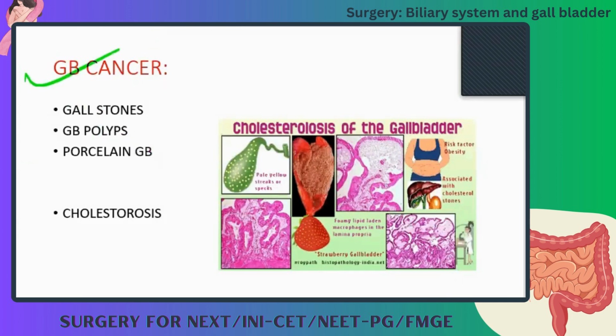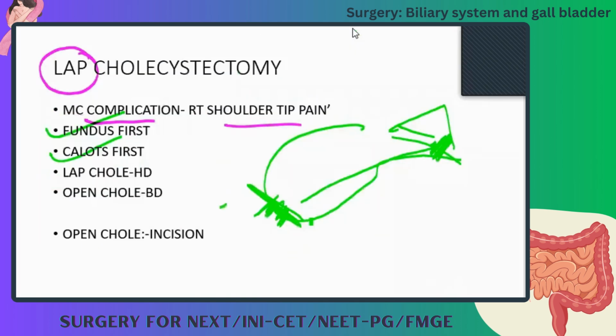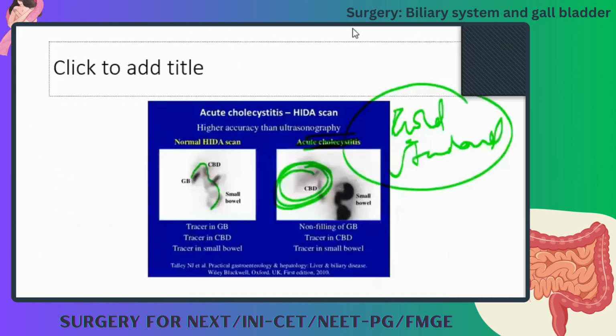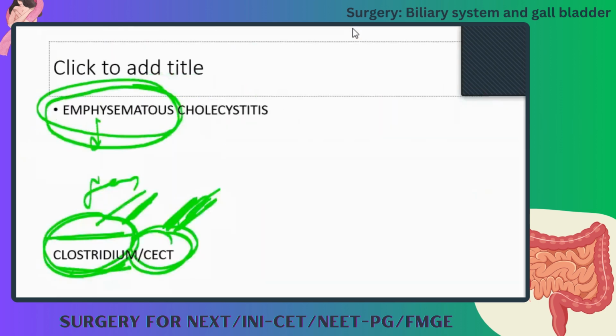What are the risk factors for gallbladder cancer? Gallstones, yes. Gallbladder polyp, yes. And porcelain gallbladder. What is this porcelain gallbladder? Calcification. Calcified gallbladder. Very good. In the morning I showed you the picture about this. This is the porcelain gallbladder. So the gallbladder is calcified. This is a pre-malignant condition.